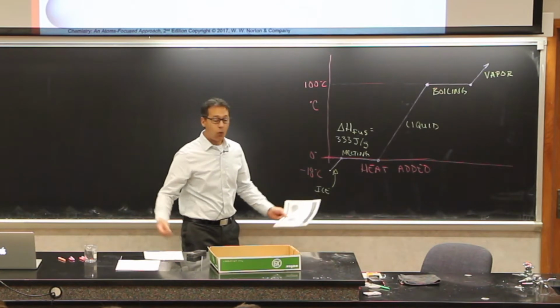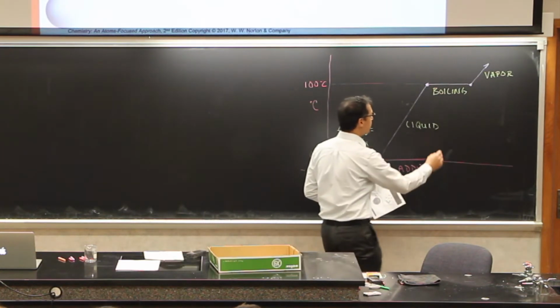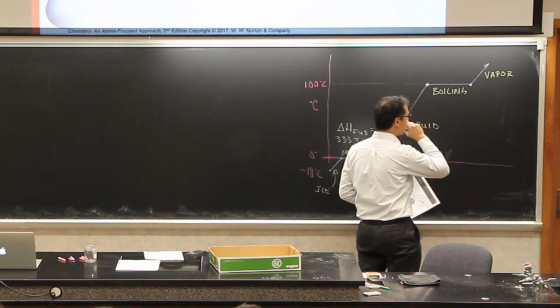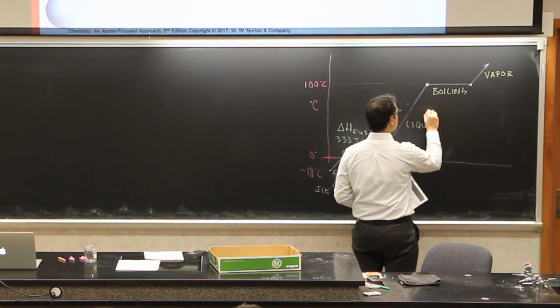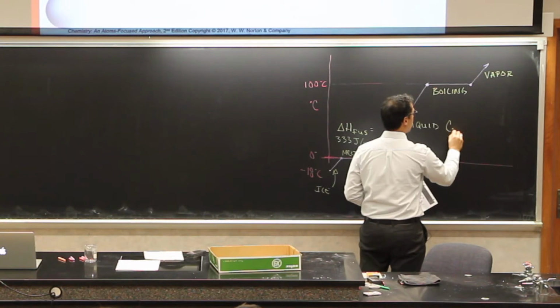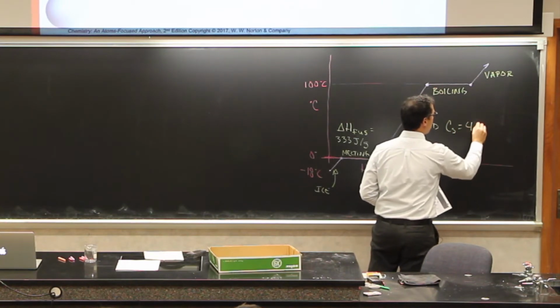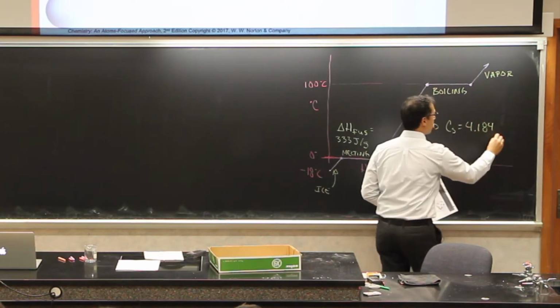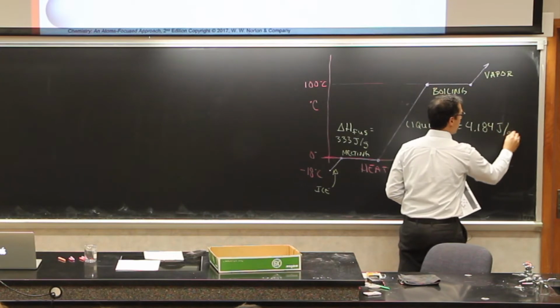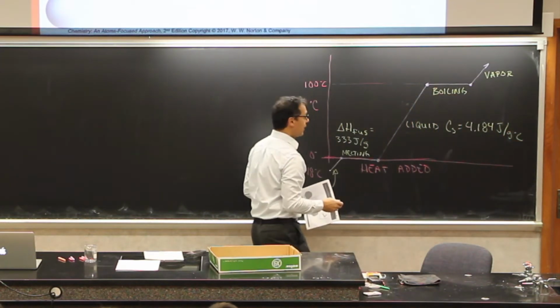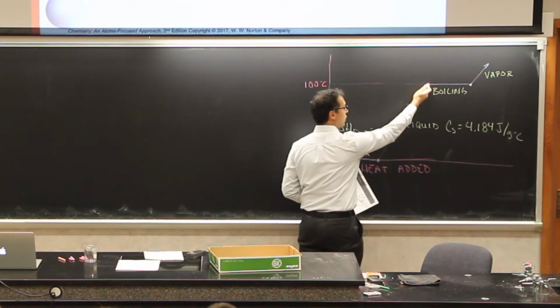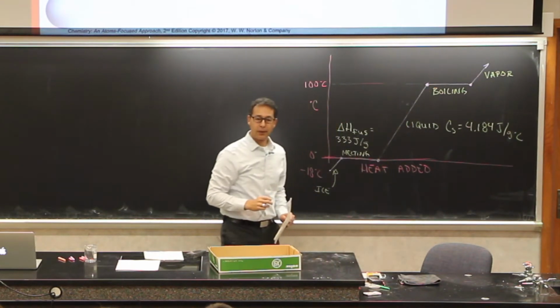And then when we heat up water, that is our specific heat. So C sub S of water is 4.184 joules per gram degrees Celsius. And here we have degrees Celsius, and that's because our temperature is changing as we're heating it up.